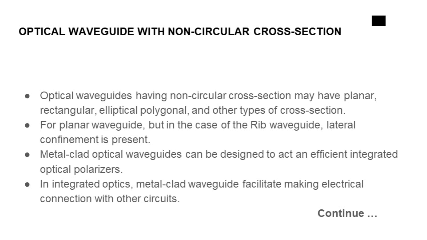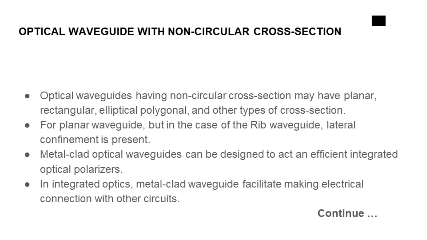Metal-clad optical waveguides are of considerable current interest as they have been shown to possess an extremely large differential attenuation between the TE and TM polarizations, and thus can be designed to act as efficient integrated optic polarizers. A metal cladding is also used for applying electric or magnetic field on an optical waveguide for electro-optic or magneto-optic modulation. In integrated optics, metal-clad waveguides play a very important role because they show distinct properties which are very useful, and the conducting regions facilitate making electrical connection with the other circuits.